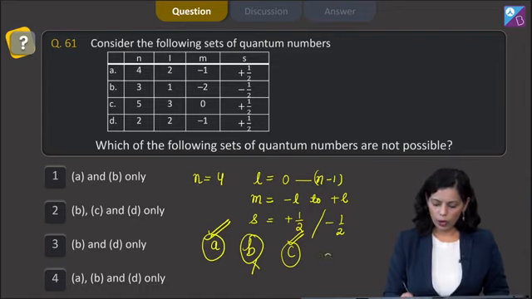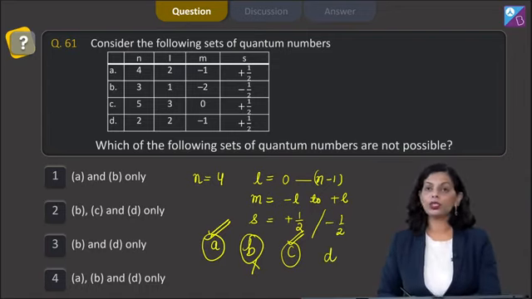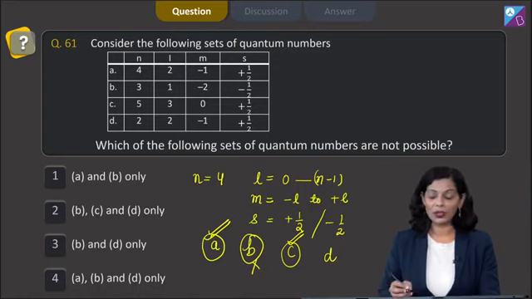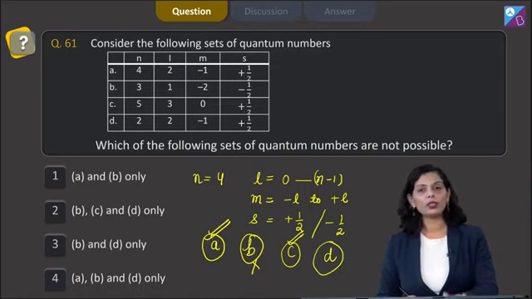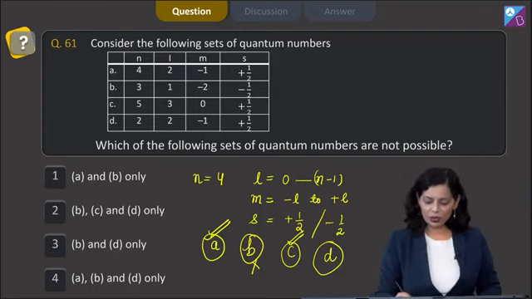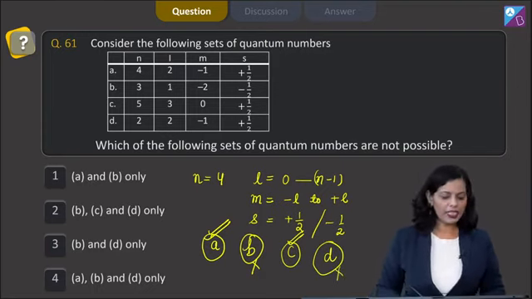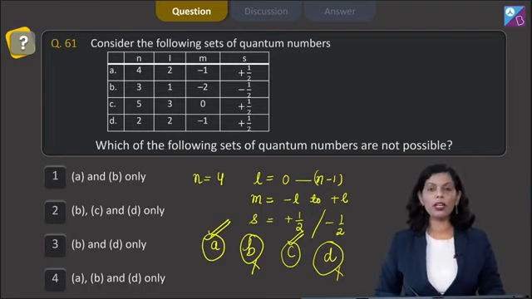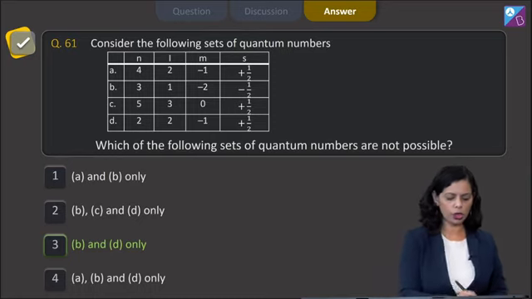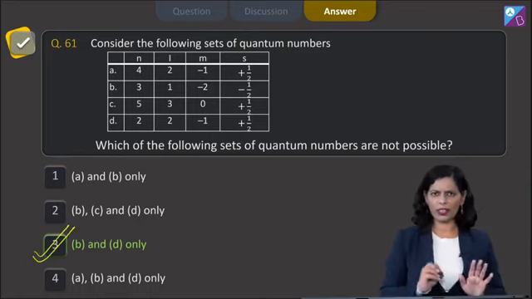Now the turn for D comes. The n value is 2. The l value is also 2. Is it possible? Not at all. Why? Because the l value is always less than n, 0 to n minus 1, right? So this is also not possible. So B and D are not possible, and on the basis of that, you can easily choose the right answer, which is option 3. I hope it is clear.